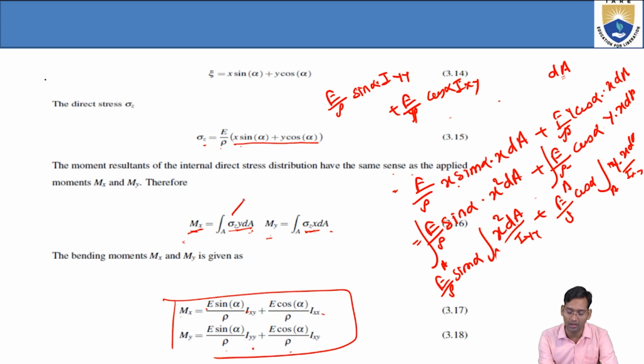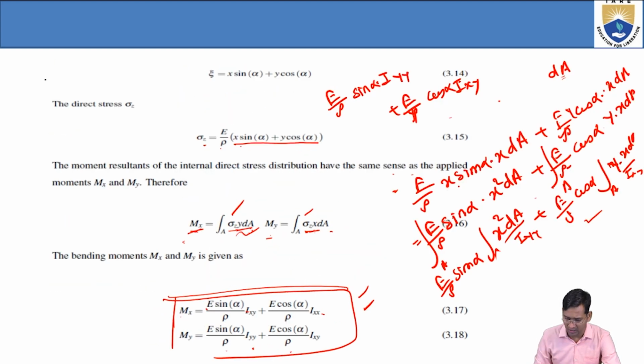Now put the sigma z value in both equations one by one. After putting sigma z, take the common terms out; in this case Ixx and Iyy will appear. After simplifying, you will get Mx equals E sin alpha by rho into Ixy plus E cos alpha by rho into Ixx, and My equals E sin alpha by rho into Iyy plus E cos alpha by rho into Ixy. So now we have Mx and My, and from this we can find sigma z also.